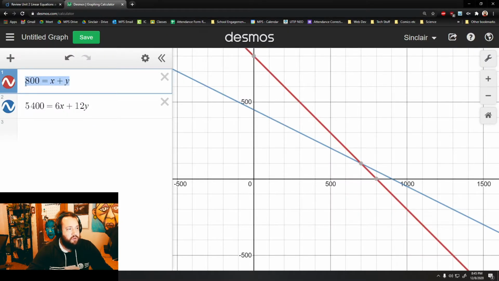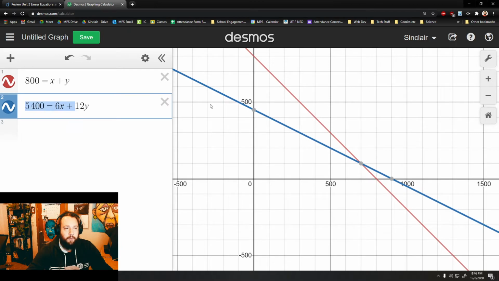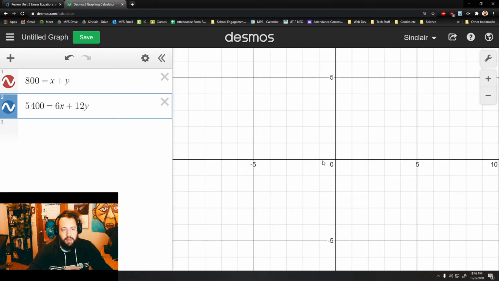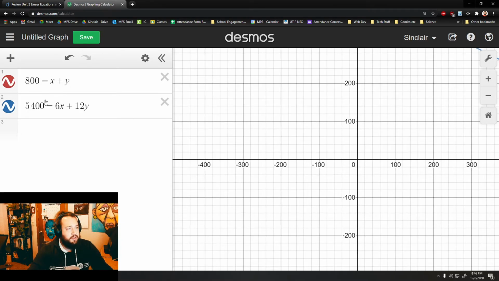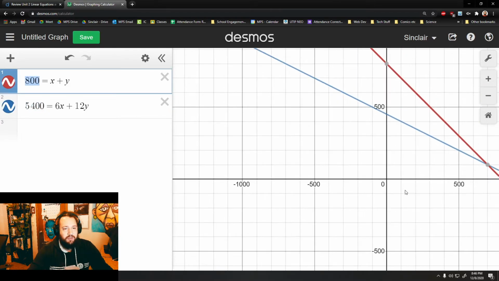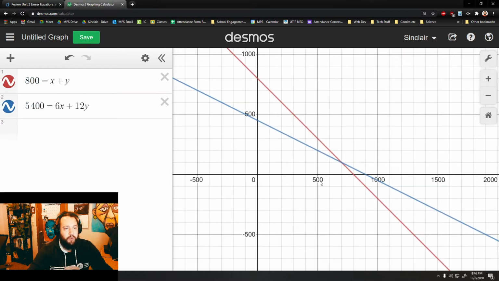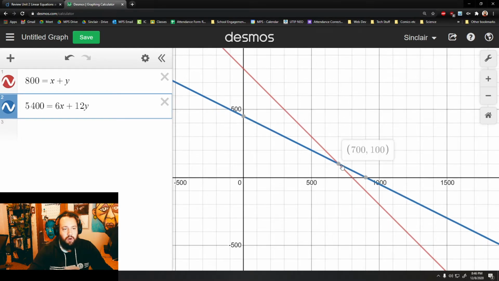Here in Desmos, I already have my two graphs going. Now, one thing, when you plug these in, you'll be taken to this home part of the graph. You're going to want to zoom out quite a bit because think about it. We have 5,000 and 800 tickets sold. So we're going to have to zoom out quite a bit. But where this crosses, this is the solution to my equation right here.